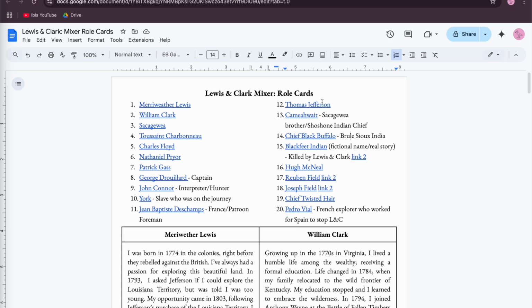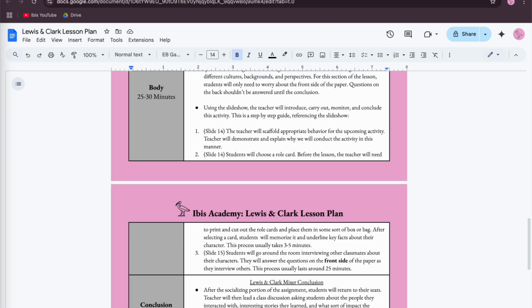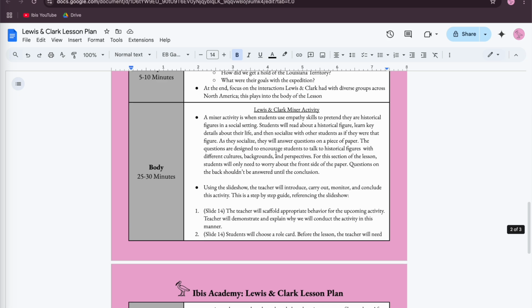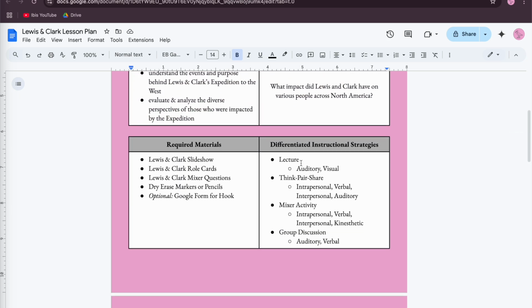But this lesson is really targeted for students who, as you can see up here in the differentiated instruction strategies, are intrapersonal and interpersonal, because there's many times when students are reading and learning on their own, but also they are able to interact with one another, especially at younger grade levels where students like to move around a little bit more. The kinesthetic learners are going to have a great time because they get to move around the classroom and interact verbally. They get to say what they want.